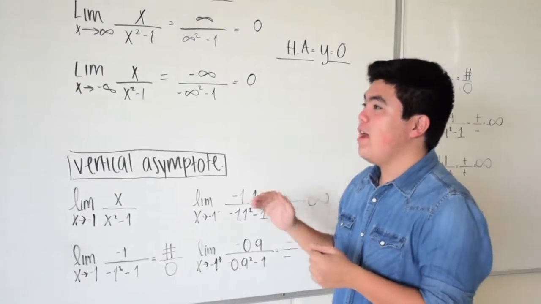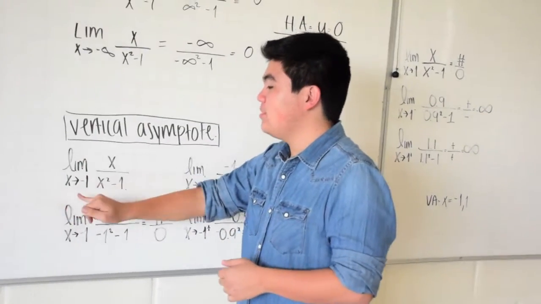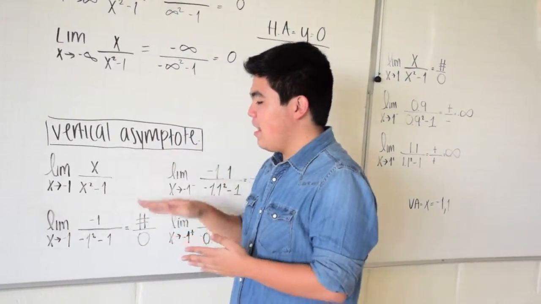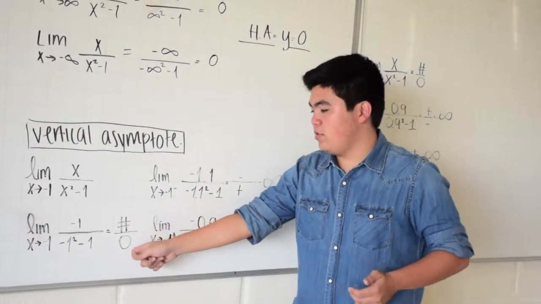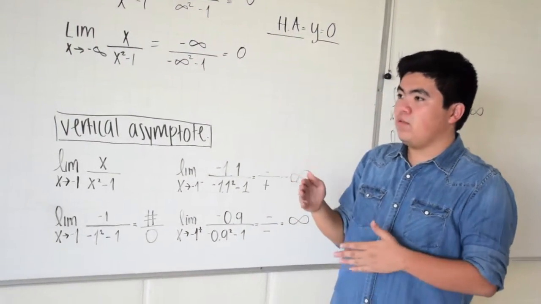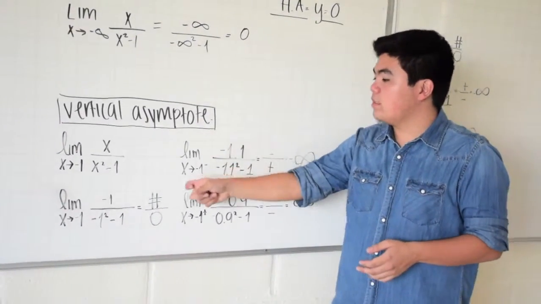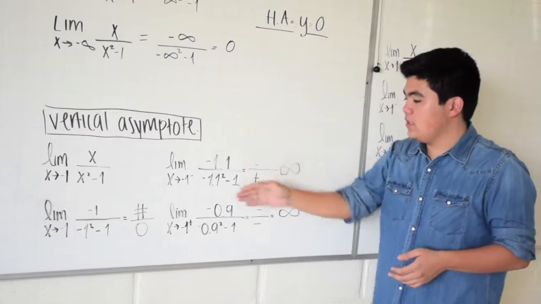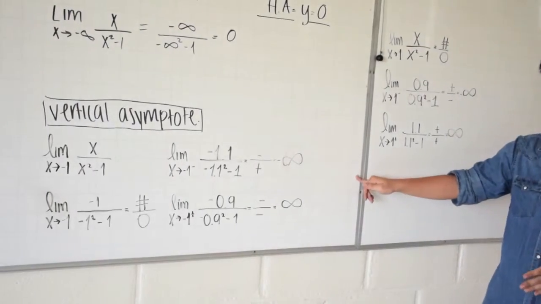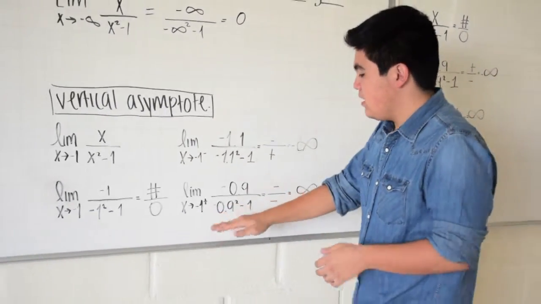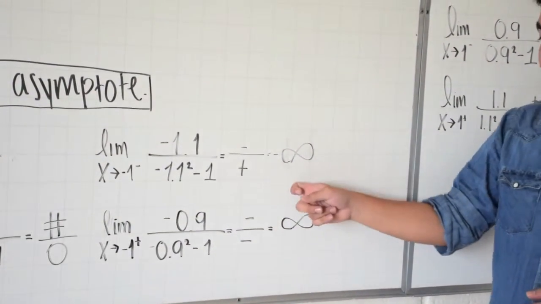Our vertical asymptote. We have two restrictions, and we're going to evaluate them both. So we have the limit as x approaches minus 1. We replace it in our equation. We have minus 1 over minus 1 squared minus 1. It gives us a number over 0, so we have to evaluate the right and left sides. The limit as x approaches minus 1 from the left gives us minus over plus, so we have minus infinity. Then we do the same with the right side, and it gives us minus over minus, so we have positive infinity.